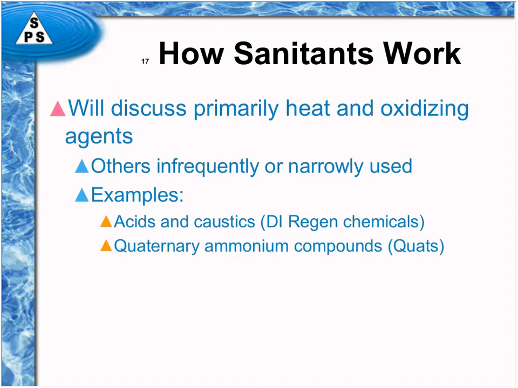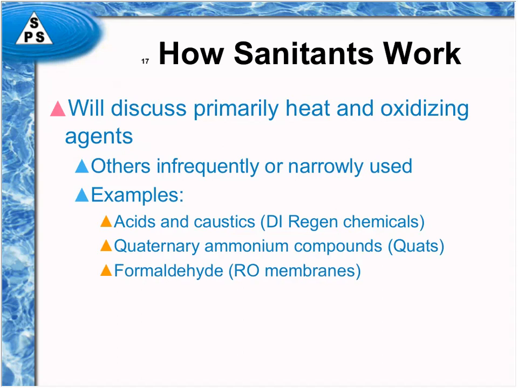Quaternary ammonia compounds, sometimes called quats, are often used for chemical sanitization of environmental surfaces, but they actually have very little effect in biofilm removal because the quats have to be active at the surface of the cell membrane in order to have an effect. And with cells that are embedded in so much slime, the quats typically don't penetrate into the slime to get to the cells to kill them.